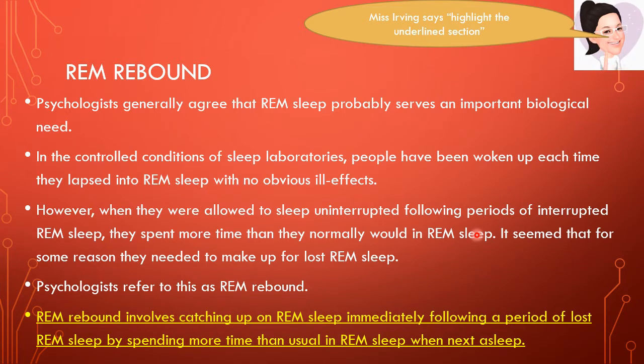So psychologists generally agree that REM sleep probably serves an important biological need, and it's most likely to do with the brain. In the controlled conditions of sleep laboratories, people have been woken up each time they lapsed into REM sleep with no obvious ill effects. So each time you went into REM sleep, they would wake you up, so you'd never have REM. But what they worked out is that on the following nights, when they had uninterrupted sleep, they spent more time in REM, indicating that there is a need for REM sleep, and that if you lose it, eventually you have to make it up.